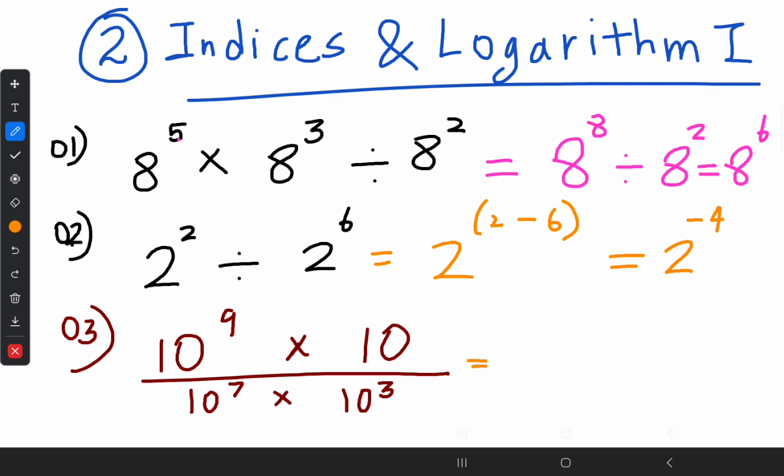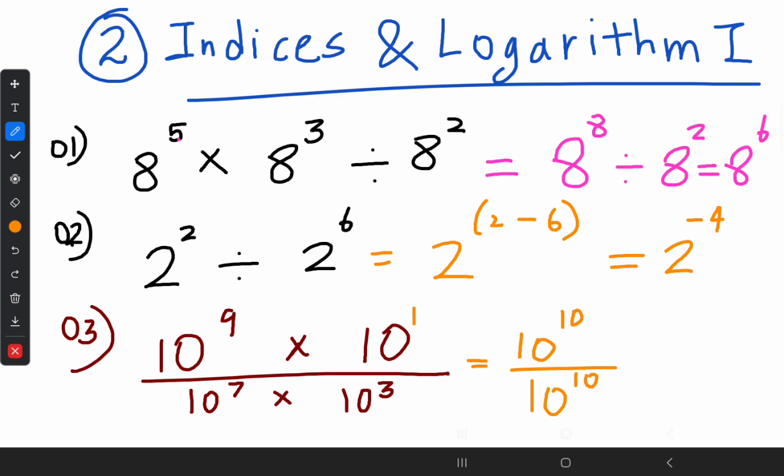Thereafter we have an operation over here, and below also we have an operation. First of all, I already told you that if there is a number without any index, you can conclude it has a 1. Likewise, 10 to the power of 9 multiplied with 10 to the power of 1. That means 10 to the power of 9 plus 1, which is 10 to the power of 10. In the denominator, what do we have? 10 to the power of 7 multiplied with 10 to the power of 3. That means 10 to the power of 10 again.